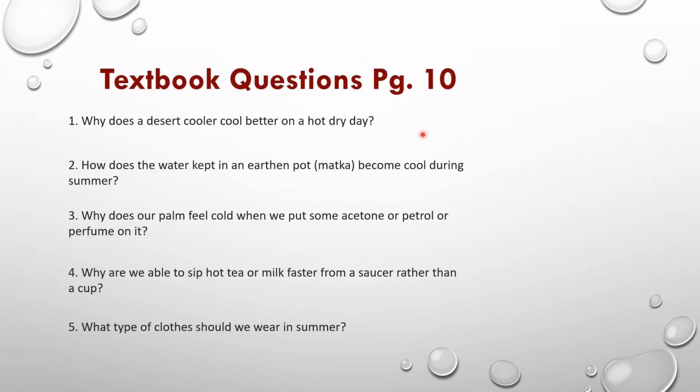Now we will discuss textbook questions, page number 10. But before that I want to tell another thing. We studied 3 states: solid, liquid and gas, and some more states are there. Two examples are plasma and Bose-Einstein condensate. These are 2 other states like solid, liquid, gas. Their characters are also different. First we will see the plasma state.